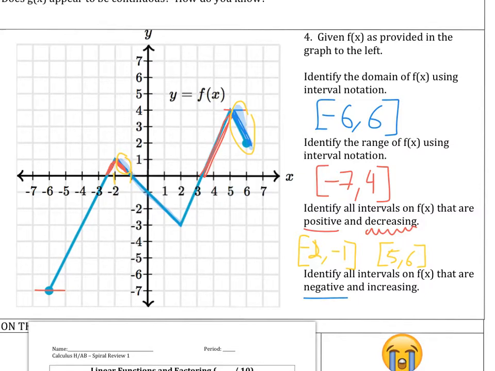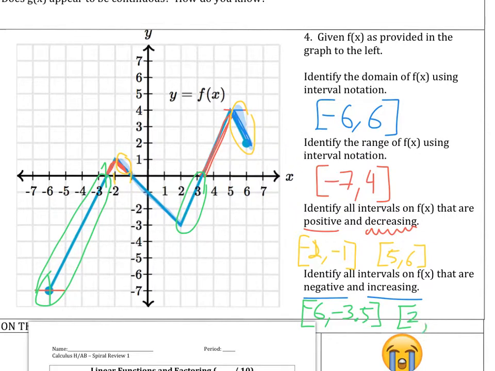Finding things that are negative, so that's below the x-axis, and increasing. Our first one looks like it goes up to about 3.5 in the negative, so we're looking from -6 to about -3.5. And then we're going to see this again. That looks more like about 3.3, so maybe 3 1/3. So we're looking at from 2 to about 3 1/3, I'd guess.